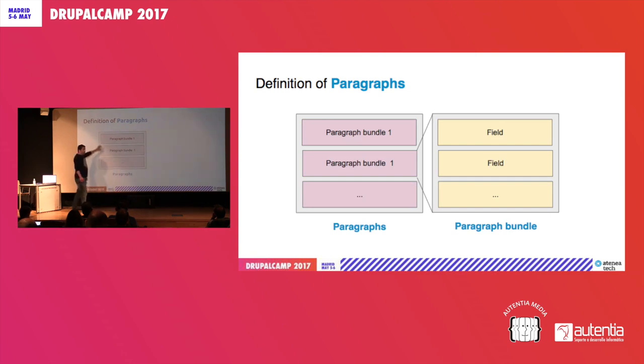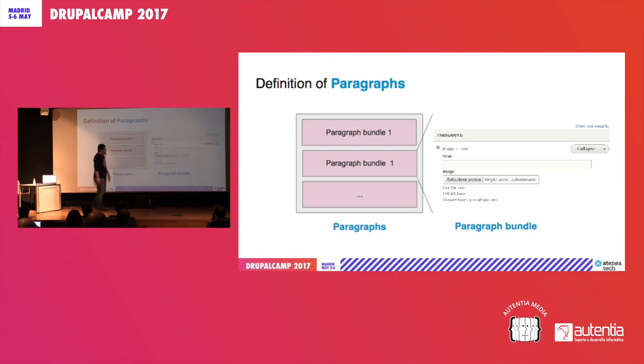Okay. Here we have a paragraph bundle. A paragraph bundle is a type of paragraph. So, inside a paragraph bundle, what do we have? We have different fields. Here we can see an example. A paragraph bundle is made of an image and text.